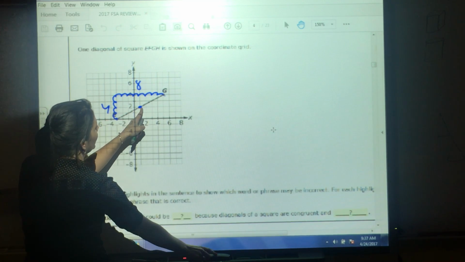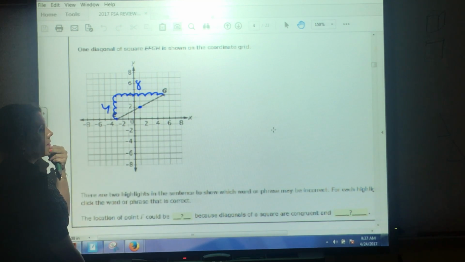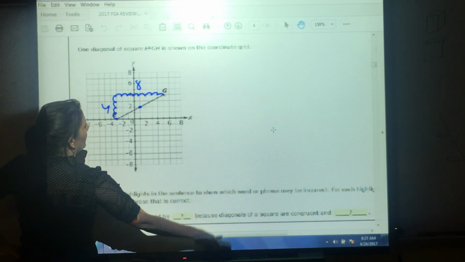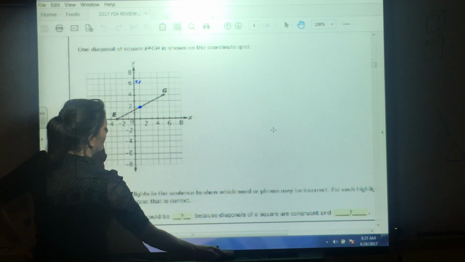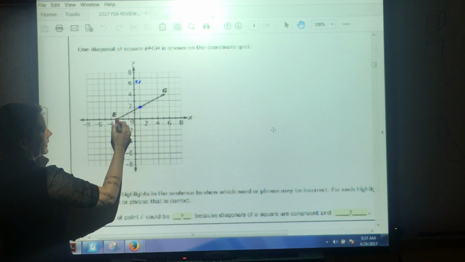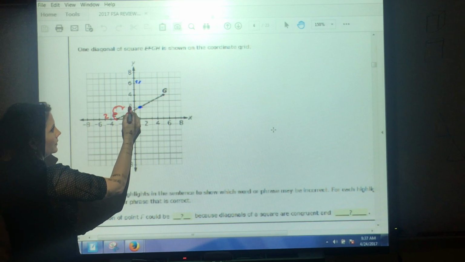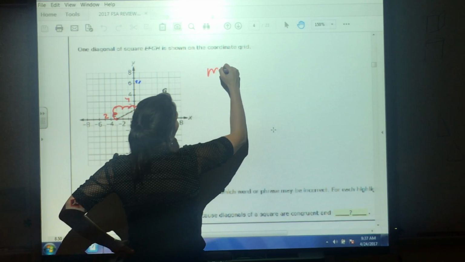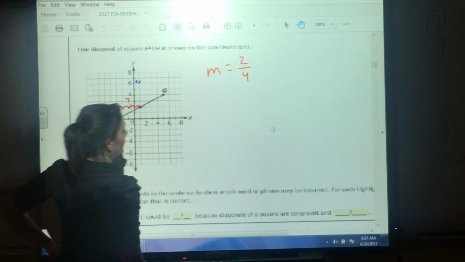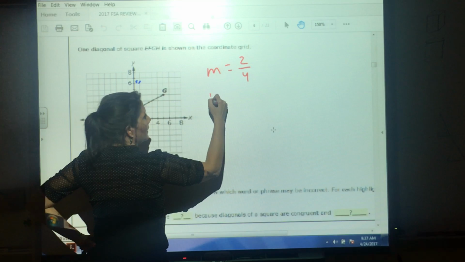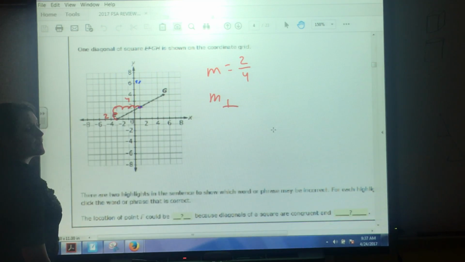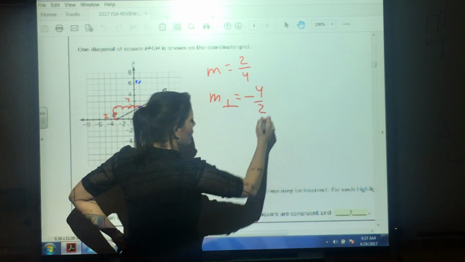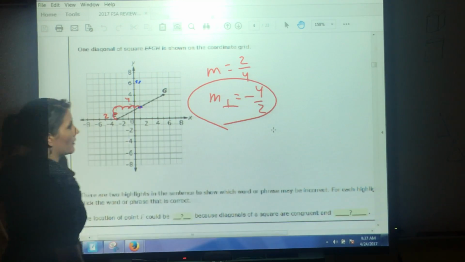Alright, now from here, we're going to think about slope. Actually, I'll do it this way. From here to here, we go up 2 to the right 1, 2, 3, 4, yeah? Okay, that's our slope. 2 over 4, rise over run. We need to examine the perpendicular slope. If this is positive, this is going to be negative, and we flip it. So it's going to be a -4 over 2. This is what we're going to look at.